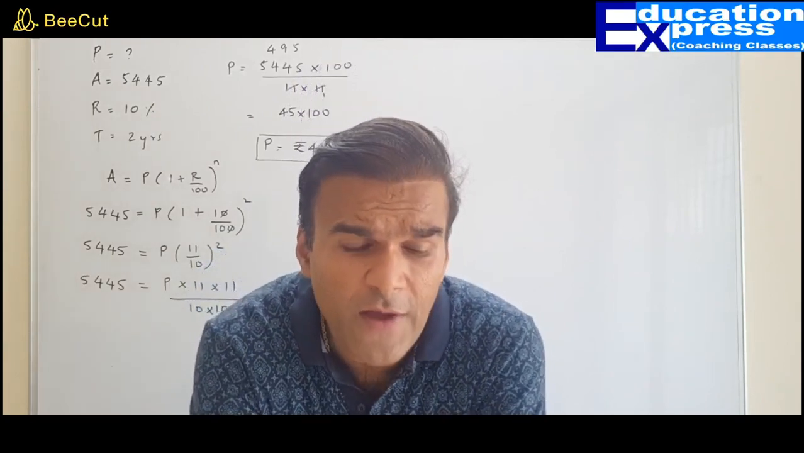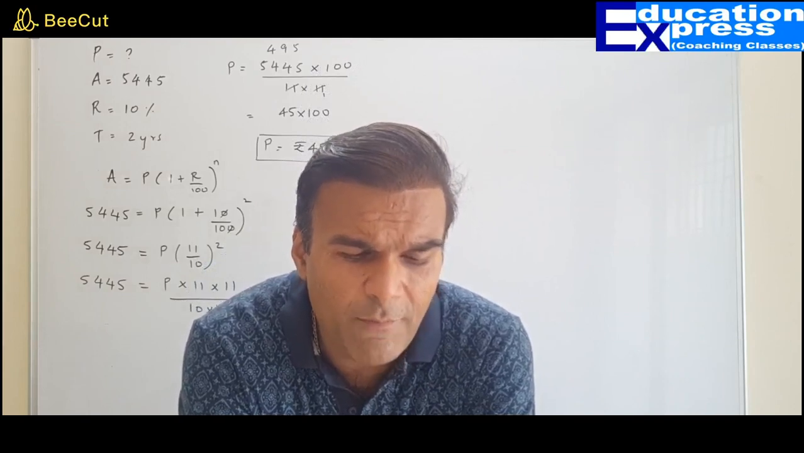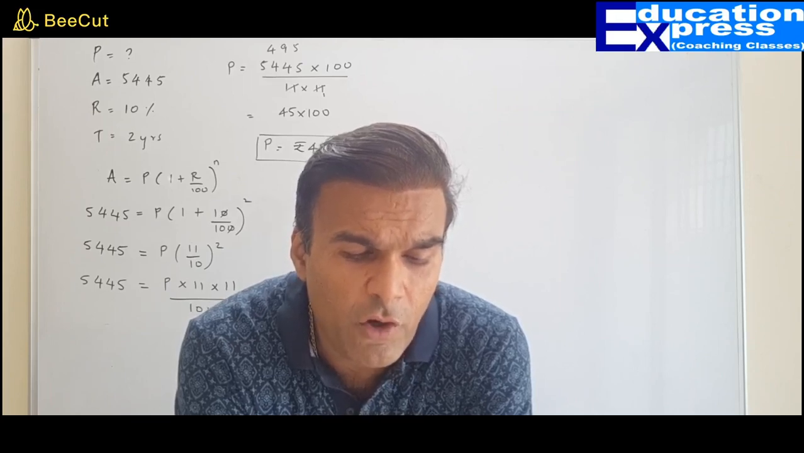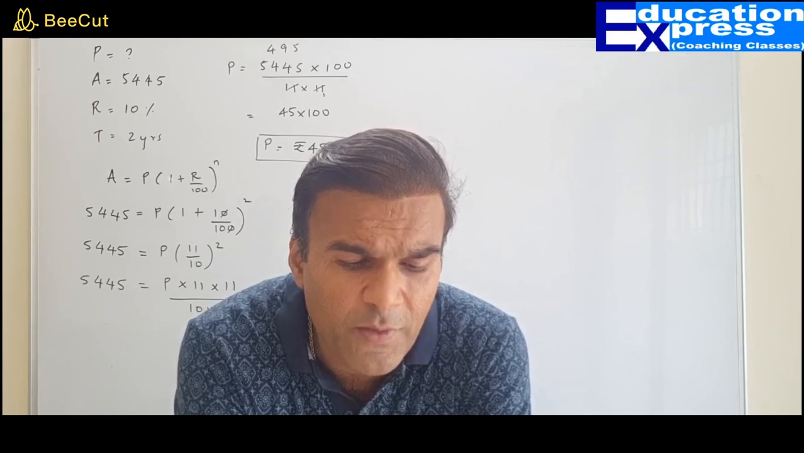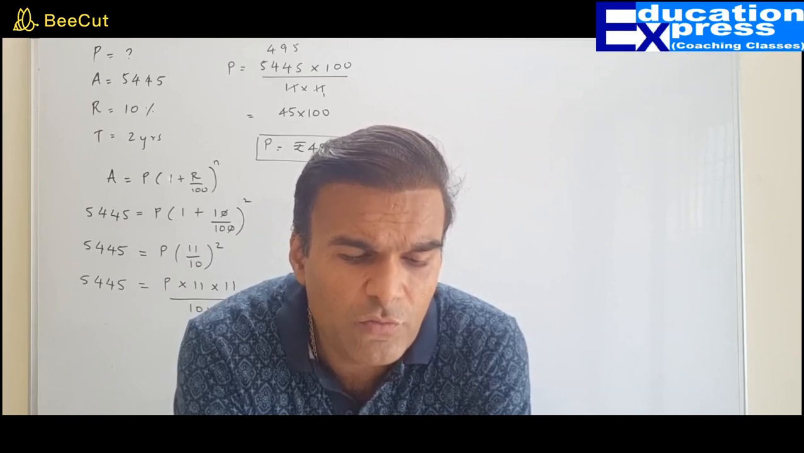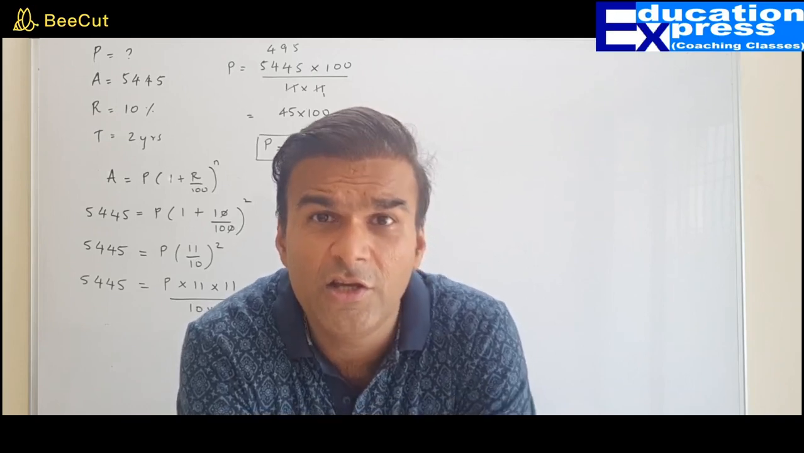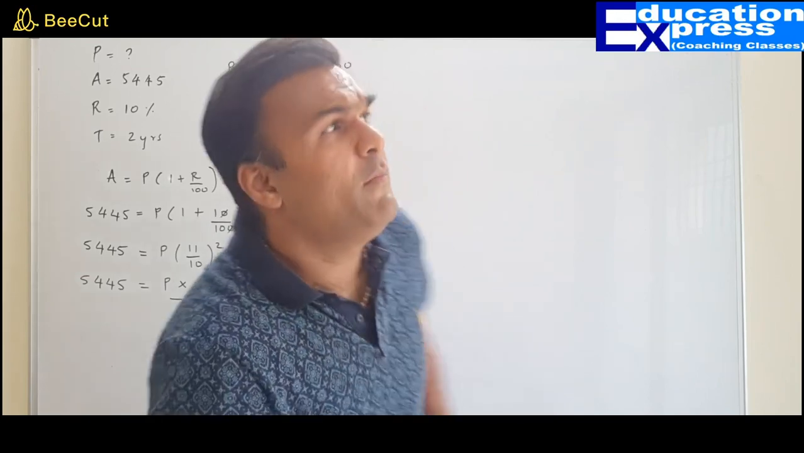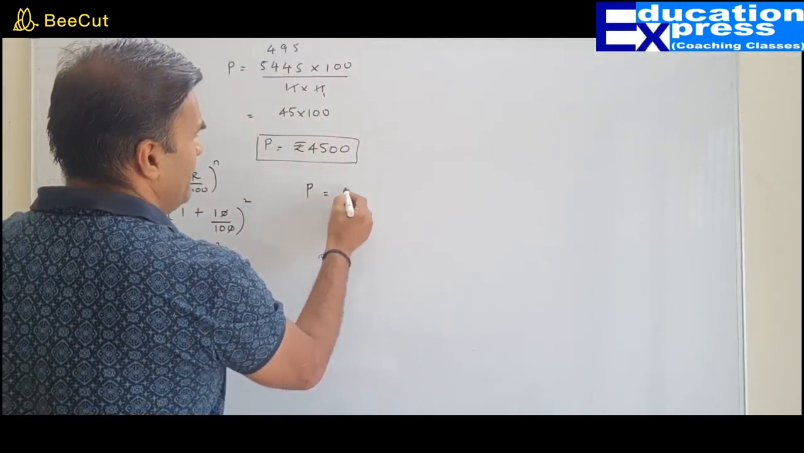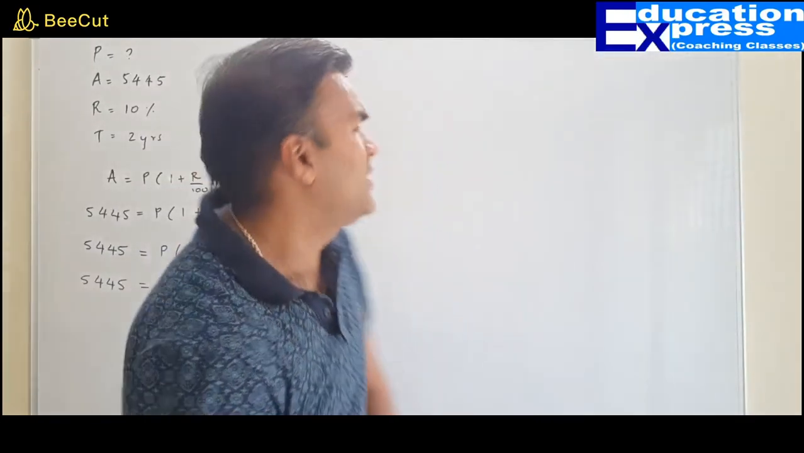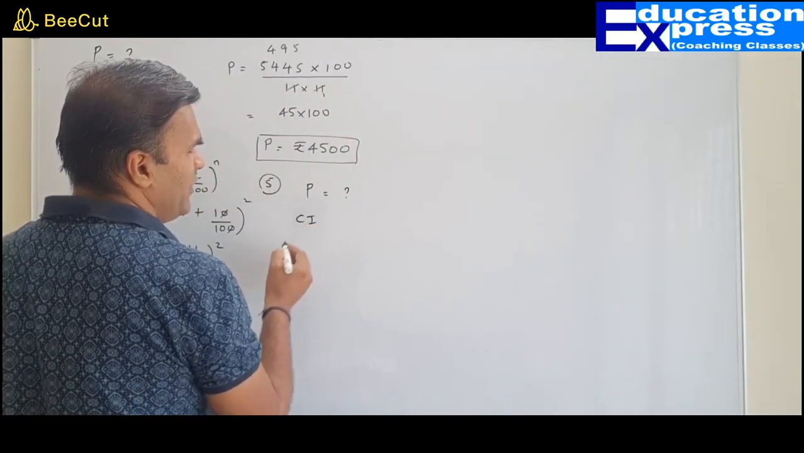Question number 5. Here we go. On what sum of money, so again we have to find out the principal, will the compound interest for 2 years at 5% per annum amount to 768.75? My dear friends, read the question with lots of caution. They say that on what sum of money. On what sum of money means the principal is not known to me. On what sum of money will the compound interest for 2 years? Compound interest for 2 years means compound interest.